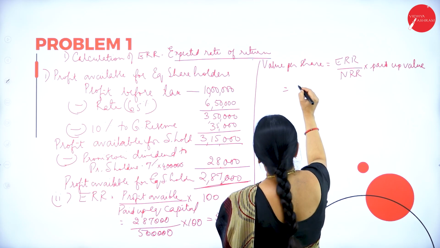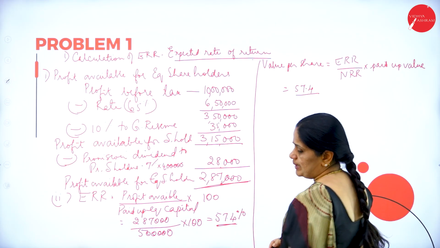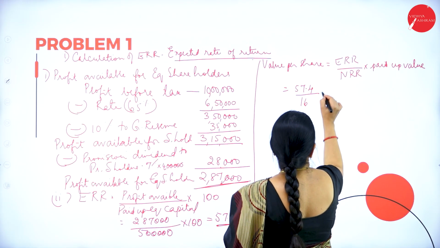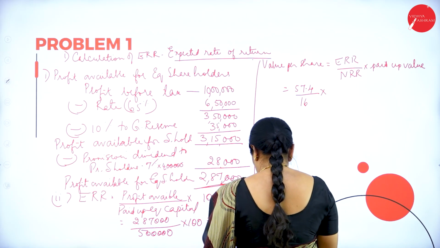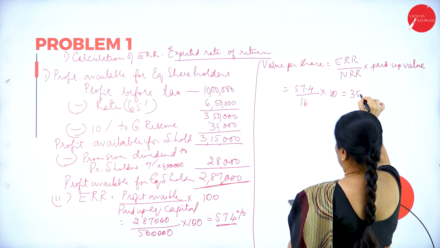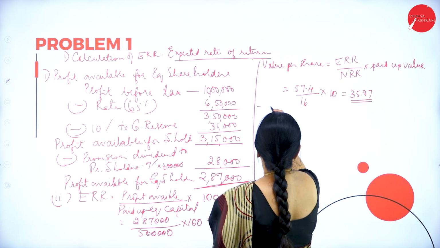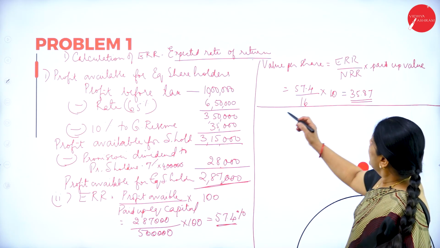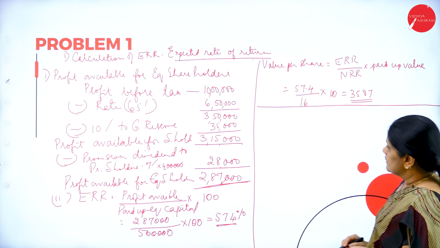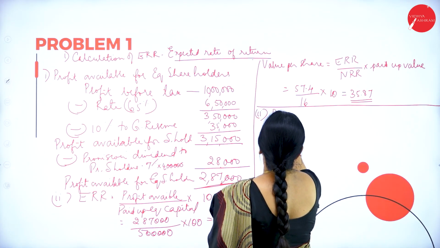Now the next will be, the value per share will be equal to 57.4 divided by NRR, NRR is 16, into the paid up value of the share. So we have the value of the share as 35.87. Next, we have to calculate on the dividend yield method.